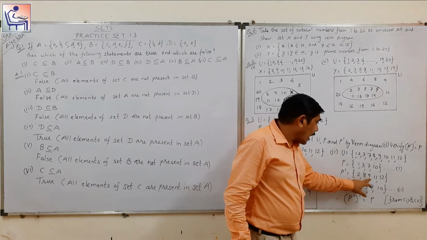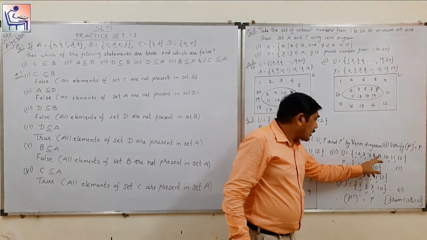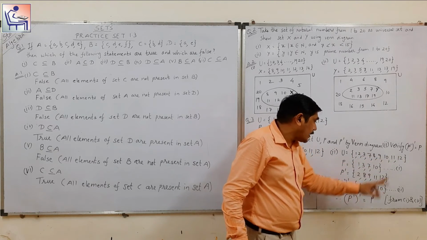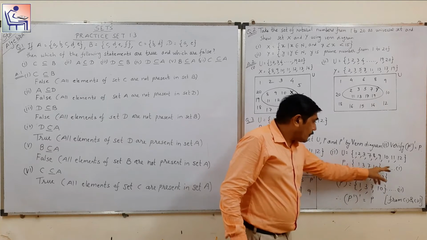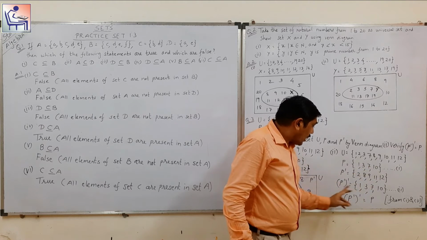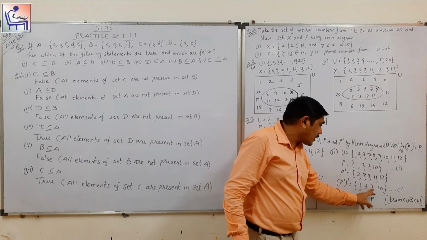सो 2, 8, 9, 11, 12 ये एलिमेंट हम लोग छोड़ देंगे, और बाकी के सारे एलिमेंट्स ले लेंगे 1, 3, 7 and 10. So 1, 3, 7, 10. Here you can see that in the first equation, that is your P, the elements are 1, 3, 7, 10. And complement of P complement, here also the elements are same, 1, 3, 7, 10.